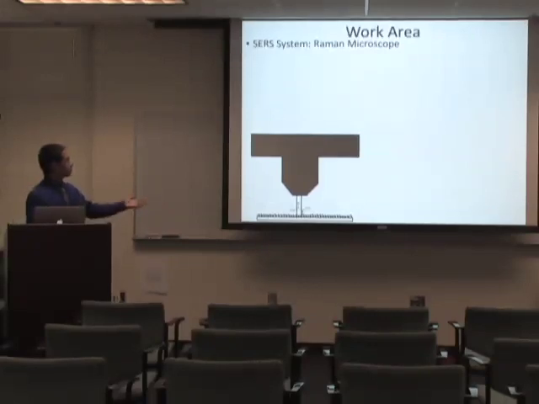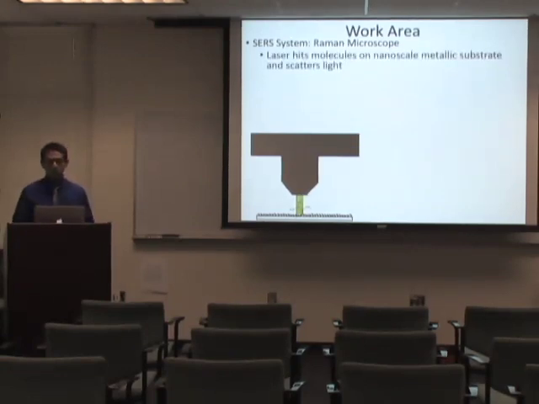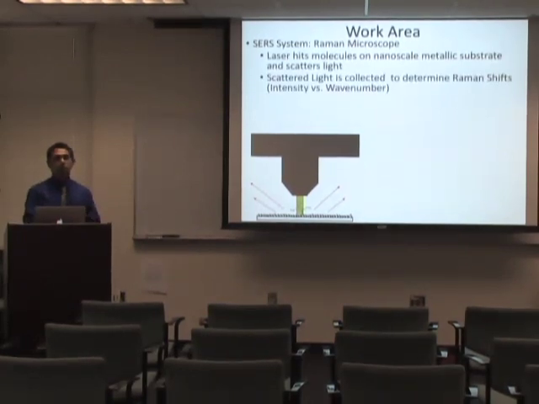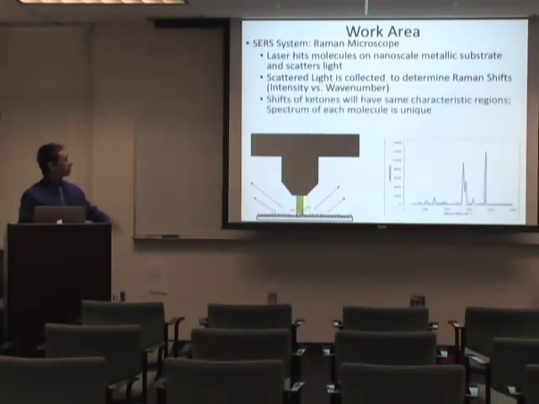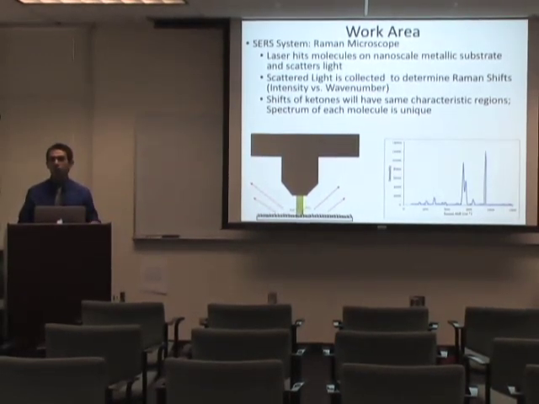So, if you observe the schematic right here, I'll show you in more detail how the Raman microscope works. When the laser hits the molecules on the nanoscale metallic substrate, it will scatter light. Now, this light is then collected to determine the Raman shifts of the data that we see. It's represented in intensity versus wave number, as you'll see in the graph that has appeared. Now the spectra of these ketones have the same characteristic regions, but each of them is unique. So for example, all of us have unique fingerprints. We're identified by our fingerprints, and so is each spectrum of each ketone. They each have their own spectrum that uniquely identifies it.